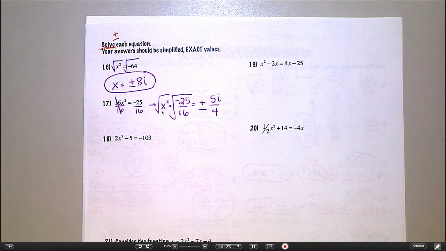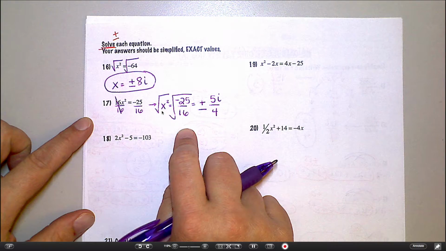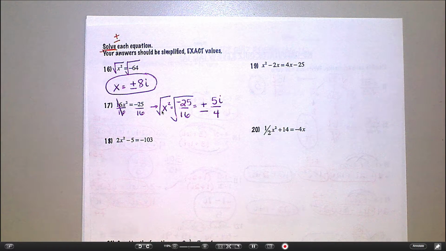Okay. So again, if you've got numbers that don't divide nicely, just leave them in fraction form. Okay, you don't have to divide everything out. You can leave them as fractions and work with them as fractions.